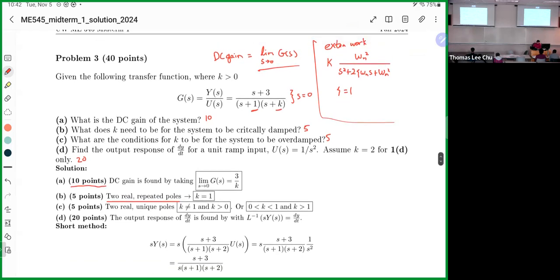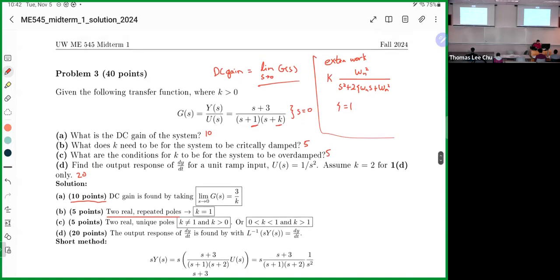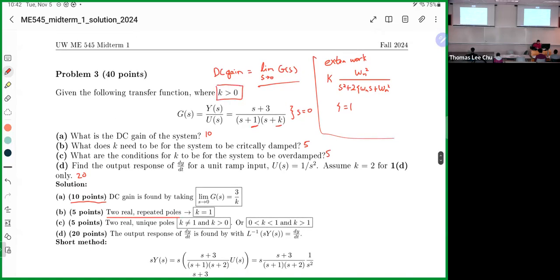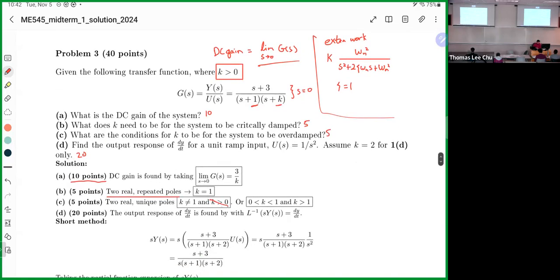So then when I ask you for a critically damped system, or sorry, that was critically damped. If I ask you for an overdamped system, the definition of overdamped means that there are two real unique poles, meaning that you cannot have repeated poles and it needs to be real. And the only condition for that to work is when k is not equal to 1. And I already gave you the definition that k is greater than 0, so you don't have to include this part. If you included k not equal to 1, I was okay with that. Or if you said k is less than 1 and k is greater than 1, I'm also okay with that.